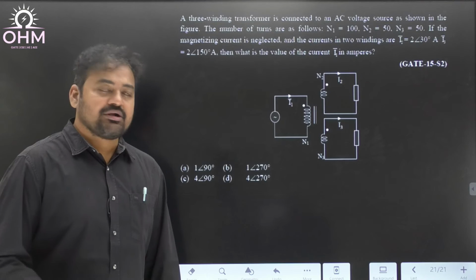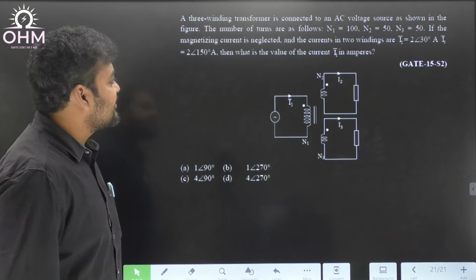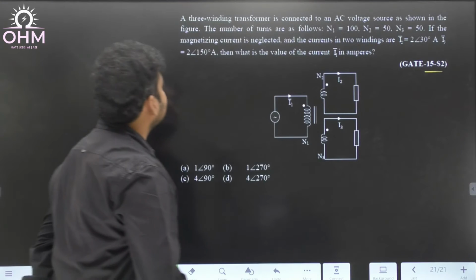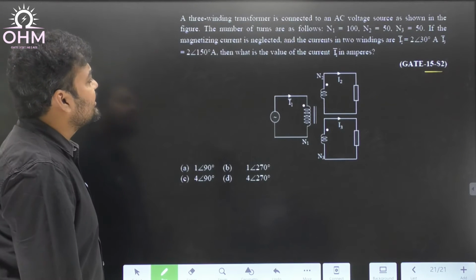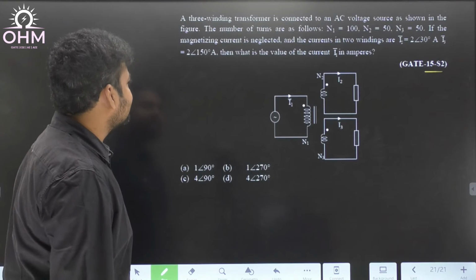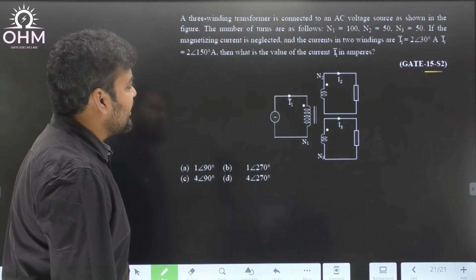Okay, all right. So we have the next question. This is from the GATE 2015 question paper, a 2 marks question. Just read the problem. A 3-winding transformer is connected to an AC voltage source as shown in the figure. The number of turns are as follows.